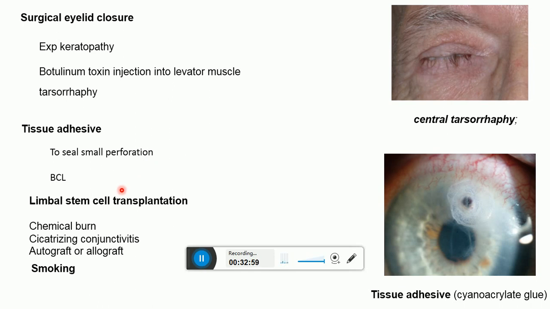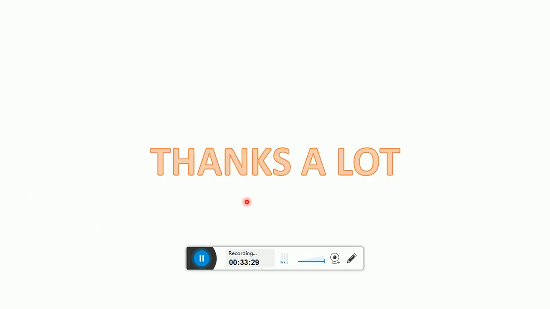Limbal stem cell transplantation is used if there is stem cell deficiency, as in chemical burns and cicatrizing conjunctivitis. The source of the donor tissue may be the fellow eye, autograft, in unilateral disease, or a living or cadaver donor, allograft, when both eyes are affected. A newer technique involves in vitro replication of the patient's own stem cells with subsequent reimplantation of the enhanced cell population. Smoking retards epithelialization and should be discontinued.